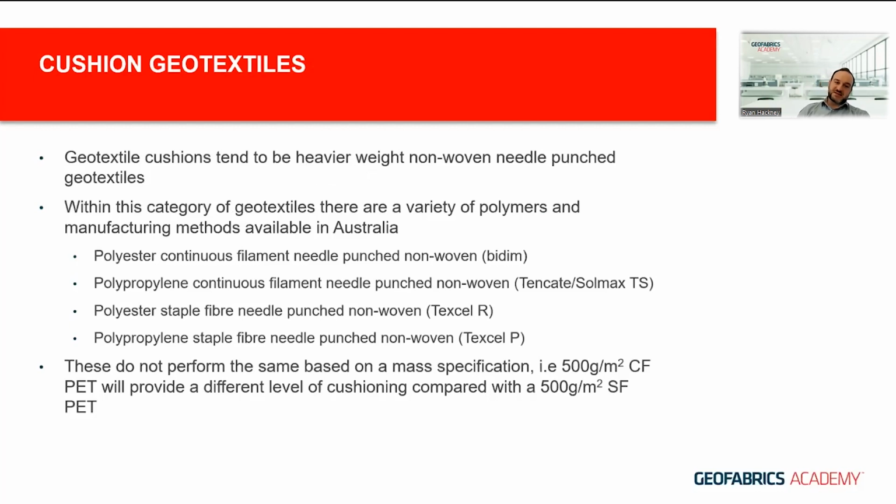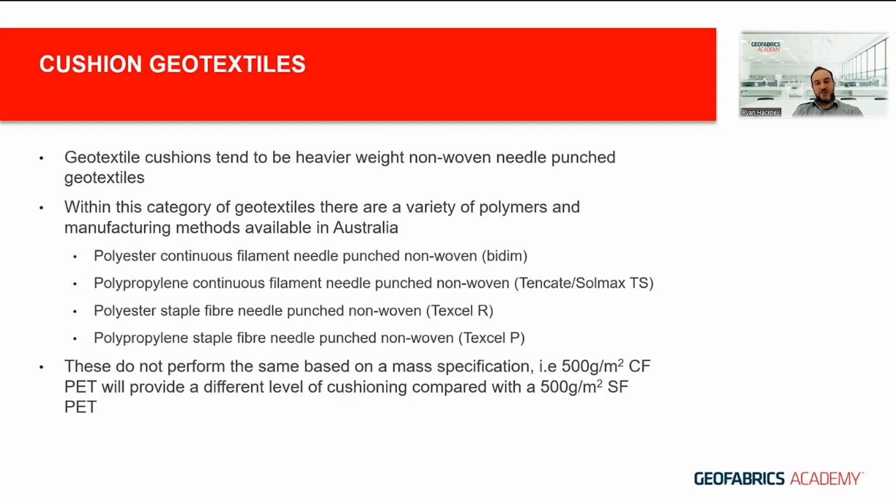So cushion geotextiles, these tend to be heavier weight, non-woven needle punch geotextiles. They have mass, they have volume, they're thick, and they have that function to cushion, to have that space to cushion those aggregate particles and prevent them from imposing significant stress on the geomembrane. So within the non-woven needle punch geotextile category, you can then look at subcategories of these types of geotextiles as well.